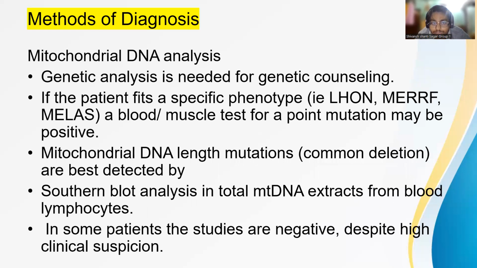How do we analyze the mitochondrial DNA? Genetic analysis is needed for genetic counseling. If the patient fits a specific phenotype, a blood or muscle test for a point mutation may be positive. Mitochondrial DNA length mutations are a common defect and are best detected by Southern blot analysis, as in the screening for LHON and MELAS, on total mitochondrial DNA extracts from blood lymphocytes. In some patients, the studies are negative despite clinical suspicion.